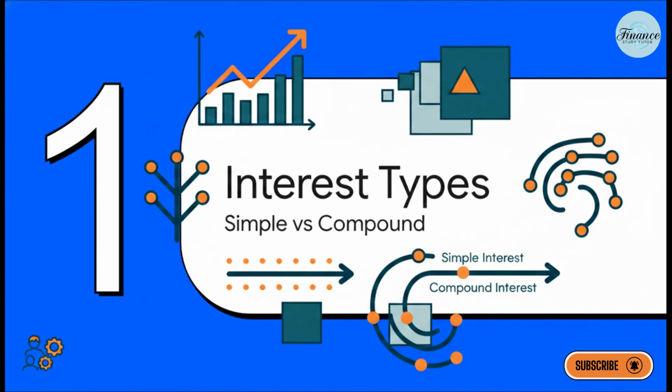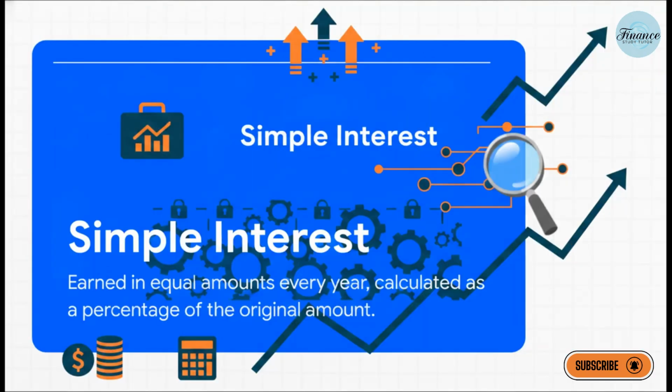All right, kicking things off with Section 1, interest. Let's look at simple versus compound. Simple interest is, well, brilliantly straightforward. It's interest earned in equal amounts every single year. Why? Because it's calculated only on the original amount you invested, which we call the principal. The specific formula you need to know here is S equals X plus NRX. Let's break that down real quick. S is the final sum you get at the end. X is your original investment, N is the number of years, and R is the interest rate expressed as a decimal.